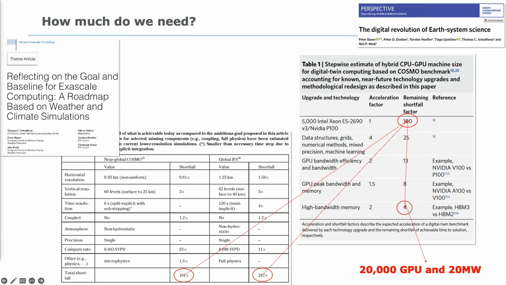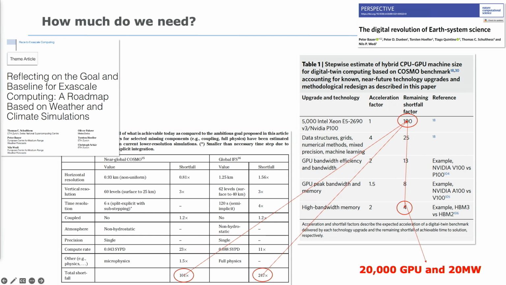A while ago, Thomas led a paper to think along this leap of resolution and better models that we need to make an important step in increasing our predictive skill. That paper made an extrapolation based on existing runs that we did with existing models. One is actually a model that was operated in Switzerland not too long ago, and another is the European Centre's model.